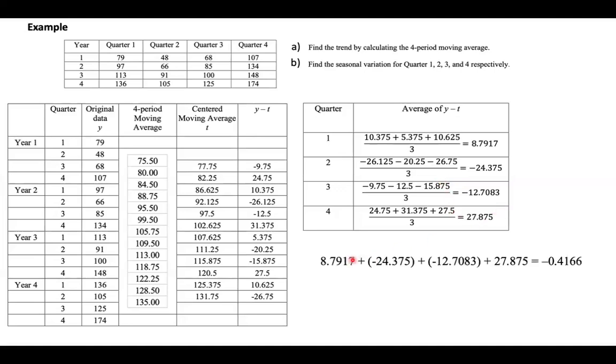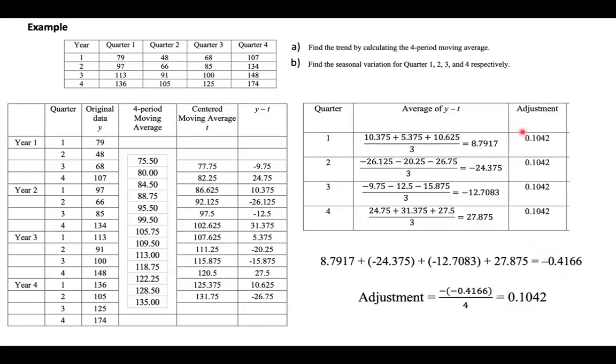Next part, you need to add up these values. So add up all of the average of y minus t. So these 4 numbers. And once you have that number, then you need to divide it by 4. And please do not forget to add a negative sign in the front. So let me repeat this again. Once you have the sum, or once you added up all of these 4 numbers, then you divide by 4 and add a negative in the front. And that would be the adjustment.